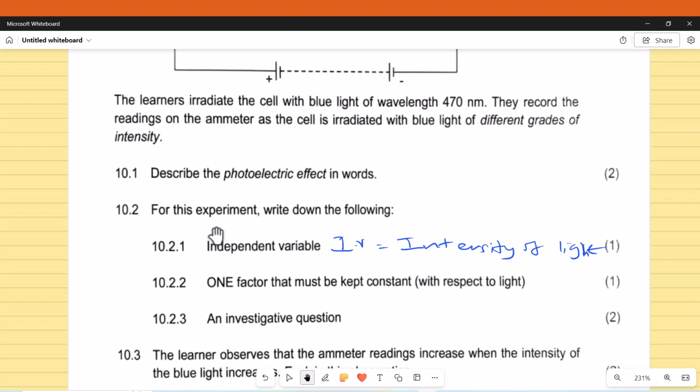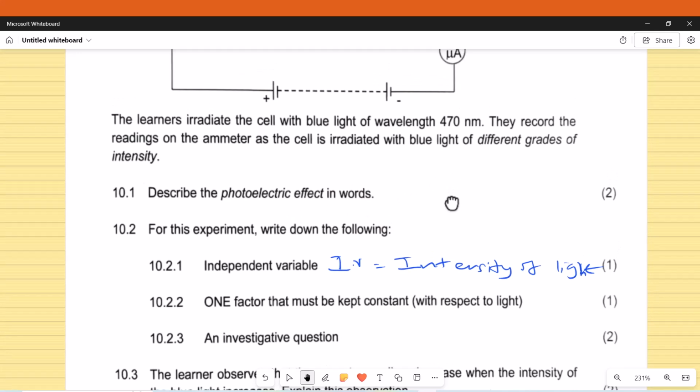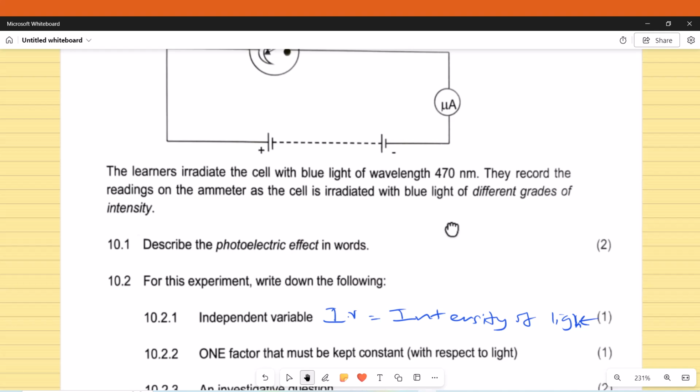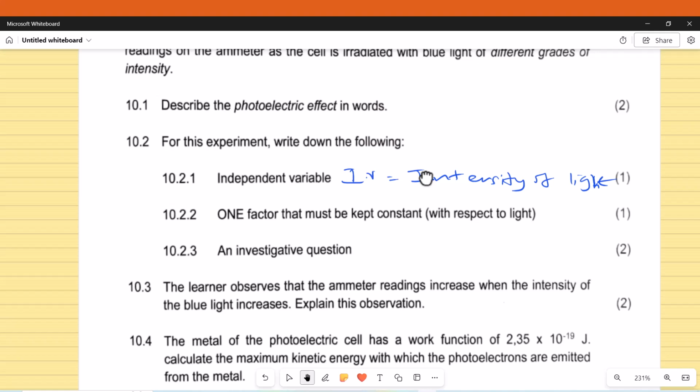Okay, next question here. They said write down one factor that must be kept constant. So what should be kept constant in this case? For us to have a fair investigation, we must have the same what? That's what must be kept constant here. We should have the same wavelength or the same frequency. So we should have light of the same wavelength or light of the same frequency. Okay, you can say you should have light of the same frequency.